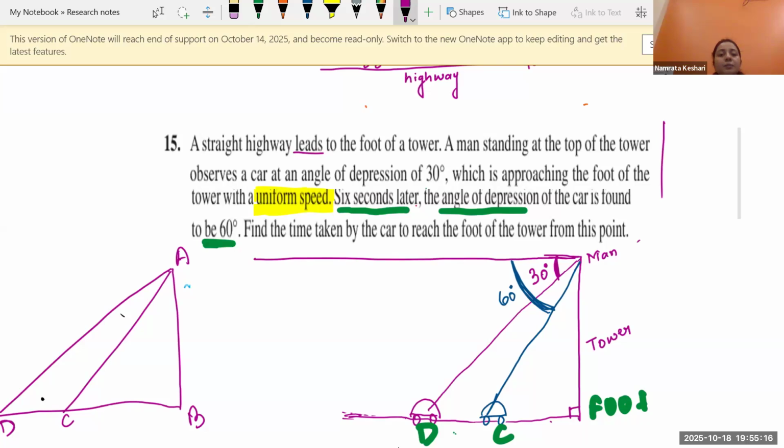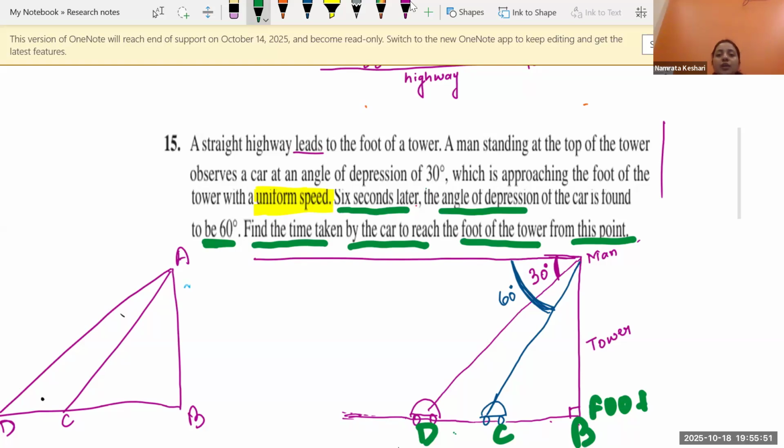And find the time taken by the car to reach the foot of the tower. That means you need to find, for covering the distance BC, what time the car will take. Okay, C से D तक का डिस्टेंस कार ने 6 सेकेंड में कवर किया है, तो C से B तक का डिस्टेंस कार कितनी देर में कवर करेगी, यही हमें फाइंड करना है.